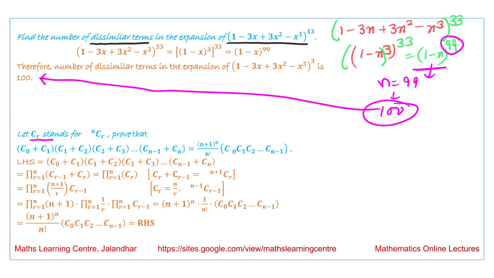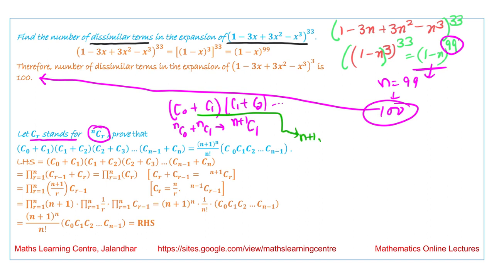Next, let Cr stand for nCr. We have to prove this result: C0 plus C1 into C1 plus C2, and so on up to these terms. So basically we are talking about nC0 plus nC1, and we know that the value of this term is (n plus 1)C1. If we substitute the value for corresponding terms, we will get (n plus 1)C1 into (n plus 1)C2, and so on up to (n plus 1)Cn.